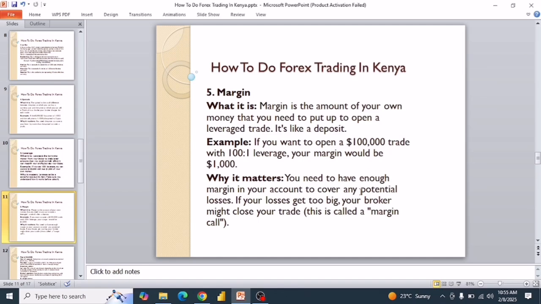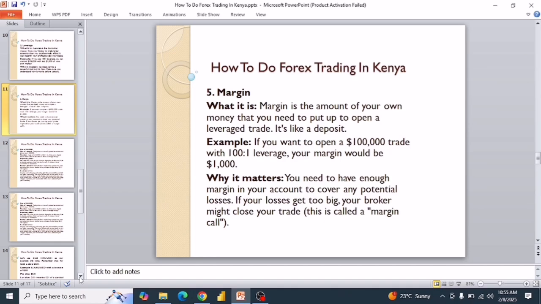So you need to have enough margin in your account to cover any potential loss. If your losses get too big, your broker might close the trade, and that is called margin call. That's why you learn some concept about stop loss in order to protect your account.